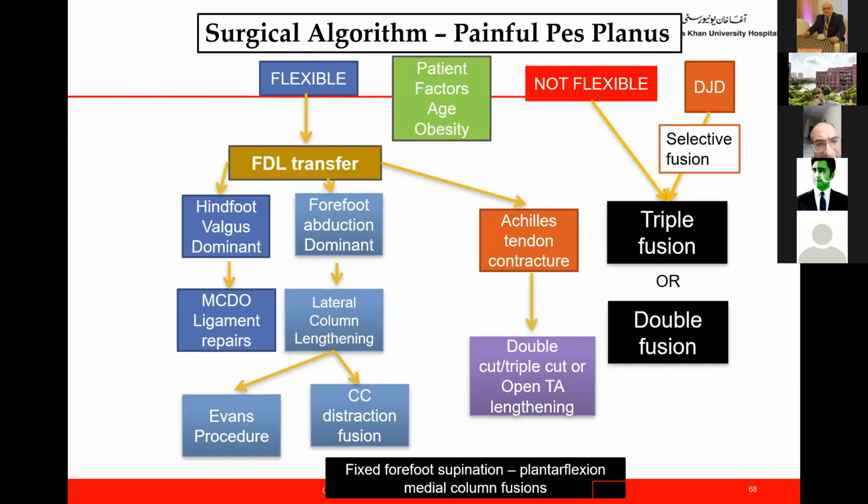Last few slides: if there is a flexible deformity, you do an FDL transfer. If hindfoot valgus is dominant, you go for a medial calcaneal osteotomy. And if there is forefoot abduction, you do a lateral column lengthening, either fusion or Evans. And after doing this, you have to look at the tendo Achilles. Never ever leave the tendo Achilles. And for rigid deformity, you can do a double fusion, triple fusion, and a pan-talar in selective cases. And for forefoot supination or hypermobility of the forefoot, you have to do a medial column fusion as well.